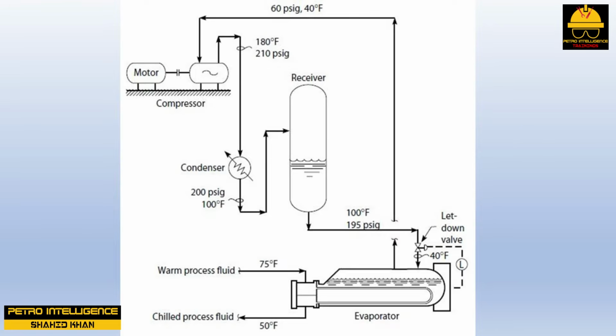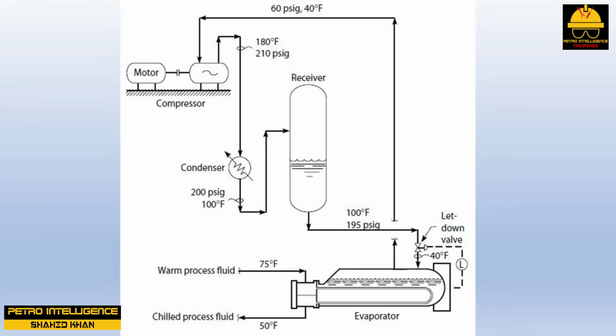The compressor, motor, condenser, receiver, and letdown valve are all components of your home central air conditioning unit. They are installed as a package, surrounded by the condenser, outside your house. The evaporator is located in your attic. To continue our description of the process flow.